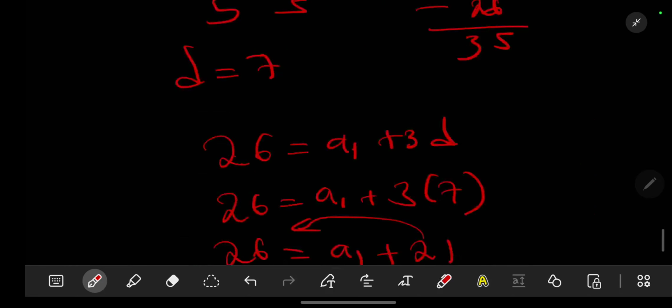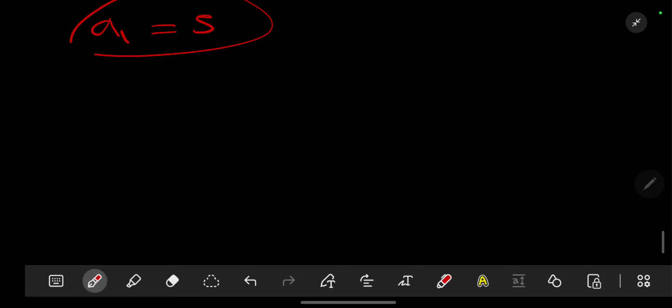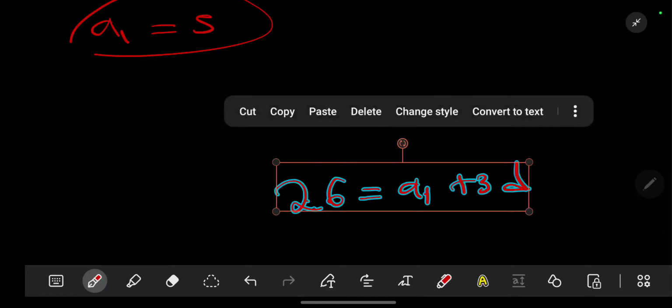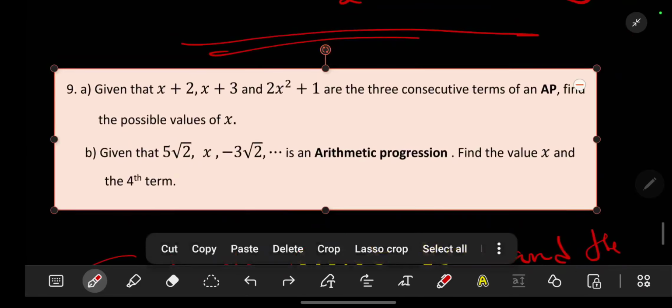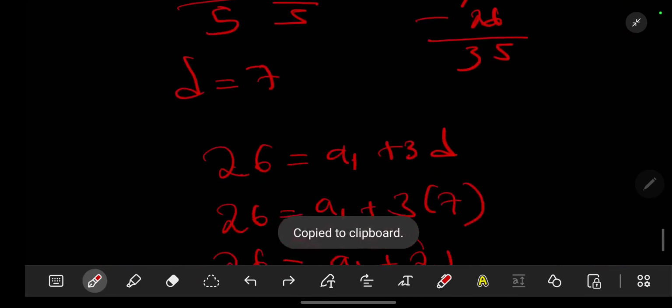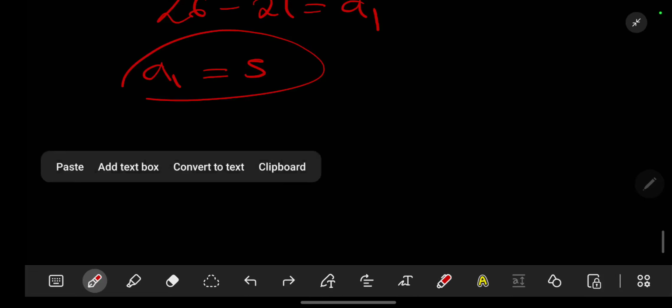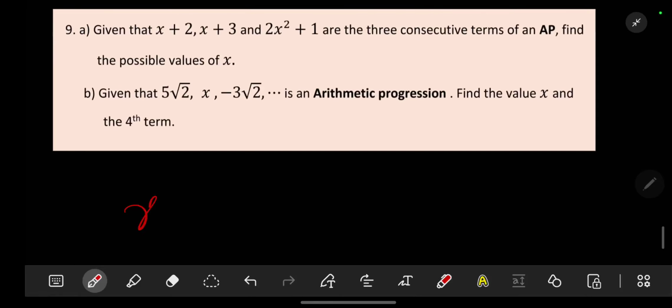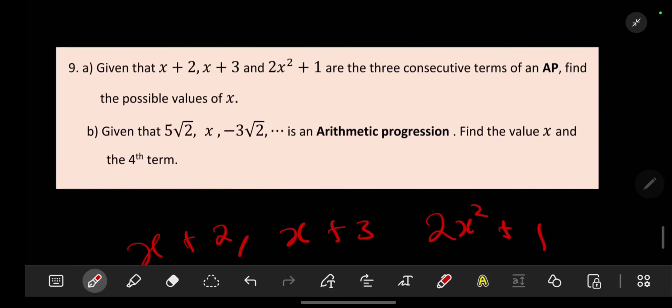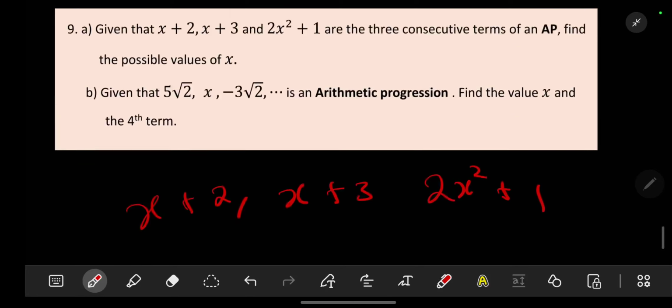So now let's look at those other problems and how we are going to be dealing with them. So we have, it says that given that x plus 2, x plus 3, 2x squared plus 1 are 3 consecutive terms of an AP, find the possible values of x. So what are the possible values of x?